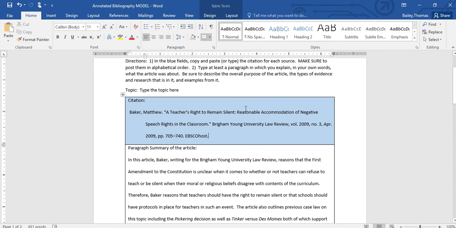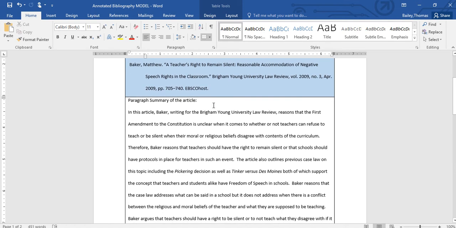So I had to read this article that I had gotten from EBSCOhost, which was A Teacher's Right to Remain Silent: Reasonable Accommodation of Negative Speech Rights in the Classroom. And so it was a very long article. It was about 37 pages long. I read most of it, and coming back from it, I wrote one paragraph, and this is my paragraph.